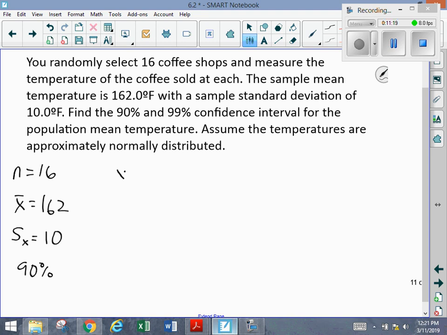So I'm going to use that formula that I wrote down: x bar plus or minus our critical value times the standard deviation of our sample divided by the square root of n. We're told that x bar is 162. We'll substitute that value in. We need to find our critical value by looking at that t distribution table. First thing we need to figure out is how many degrees of freedom. Our degrees of freedom is going to be sample size minus 1, which is 15.